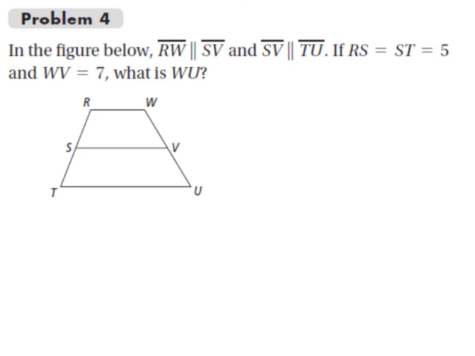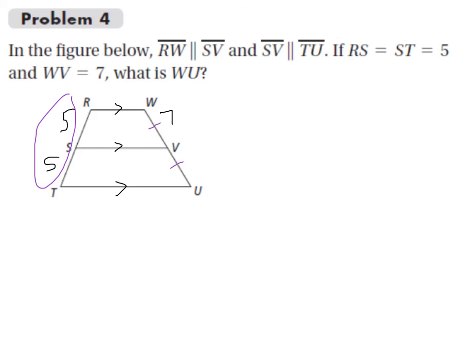So using that information for this problem, in this figure I'm first going to label everything that's stated. It says RW is parallel to SV, and SV is parallel to TU. So all those 3 are parallel. It says RS is 5, and it says WV is 7. So what would WU be? Well, it says RS and ST is 5. So now since I know both of these are congruent, both of these are 5, then I know these 2 smaller lengths are also going to be congruent.